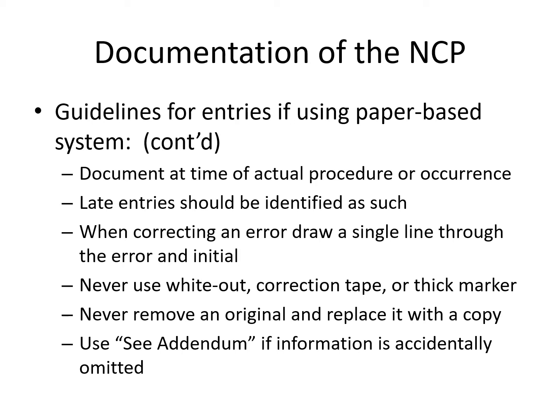When correcting an error, you do a single strike through. You put your initials and write error, similar to the way you would use a lab notebook in a traditional lab setting. You never use whiteout, correction tape, or a black marker to try and strike through something. Never remove an original and replace it with a copy. Again, this is very suspicious. And if you do run out of room because of poor planning, you can use C addendum, and then you can add additional information with that addendum.